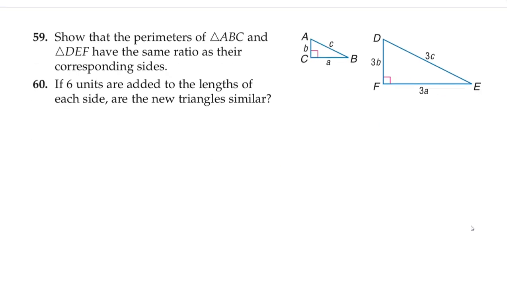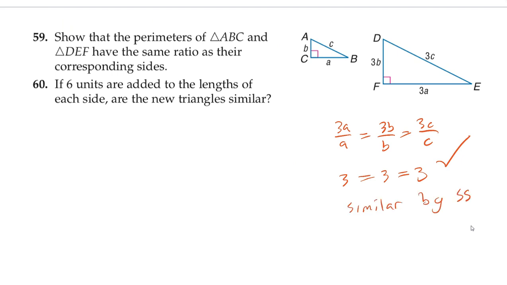Perfect. Okay, last problem. Show that the perimeters... first of all, look at these two triangles. These two triangles we know are similar by SSS because the ratio of 3A to A is equal to the ratio of 3B to B is the ratio of 3C to C. All of those ratios are 3 to 1, 3 to 1, 3 to 1. Check. So similar by SSS.